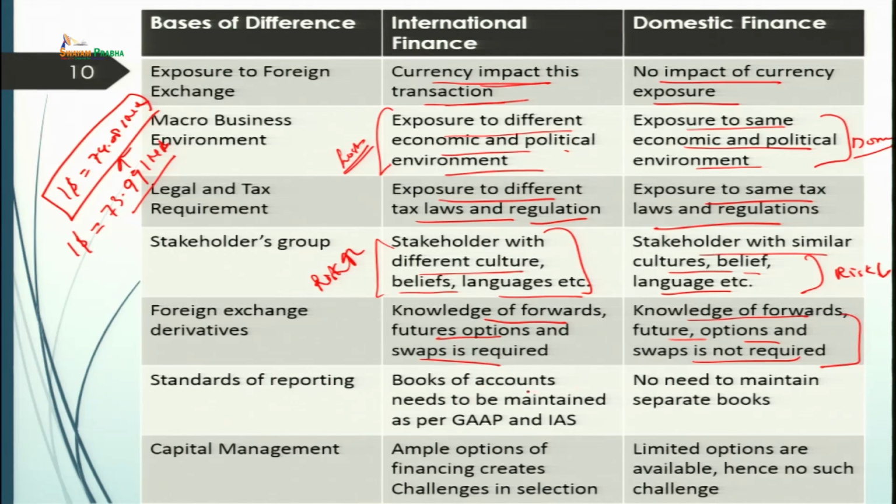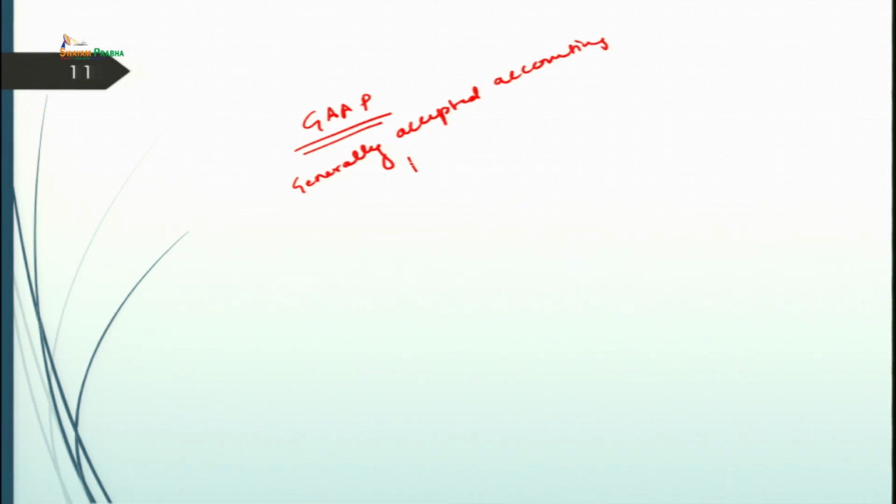Standards of operating, like books of account, need to be maintained as per GAAP and IAS. Now what is GAAP? GAAP stands for Generally Accepted Accounting Principles, and another one is IAS. IAS stands for International Accounting Standard.